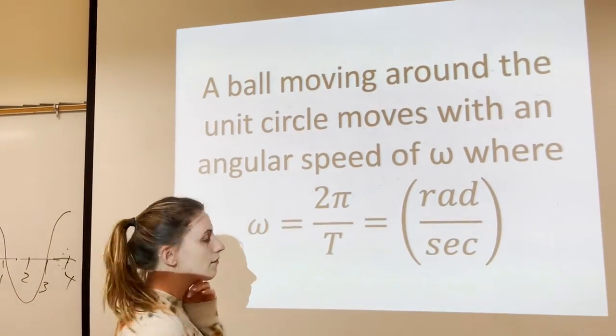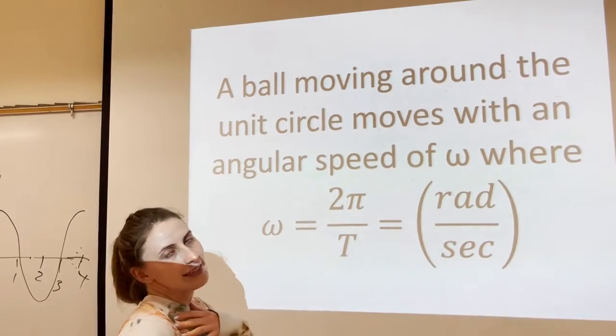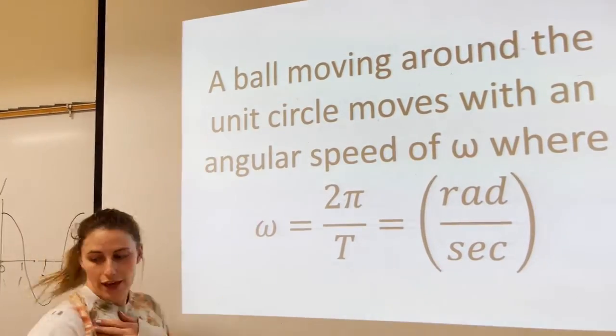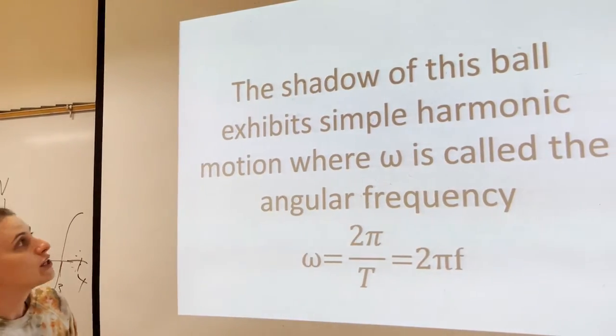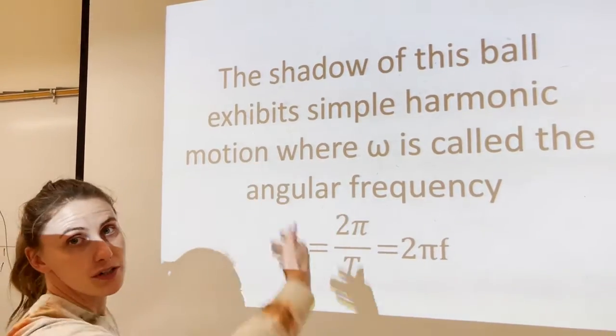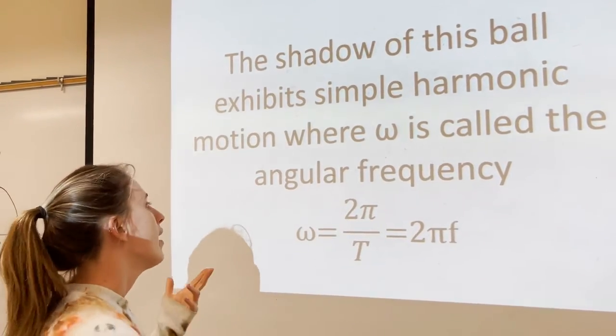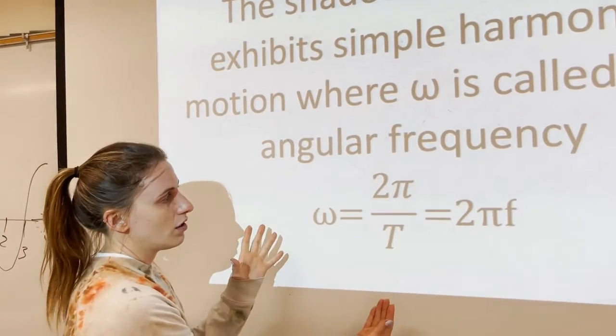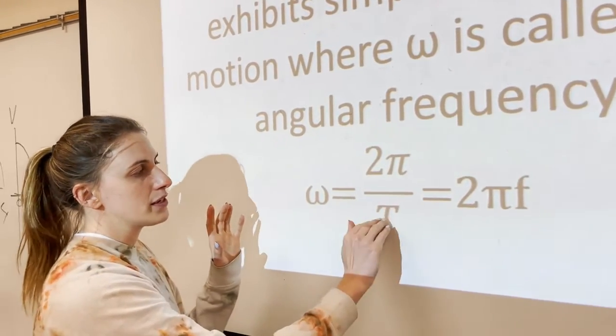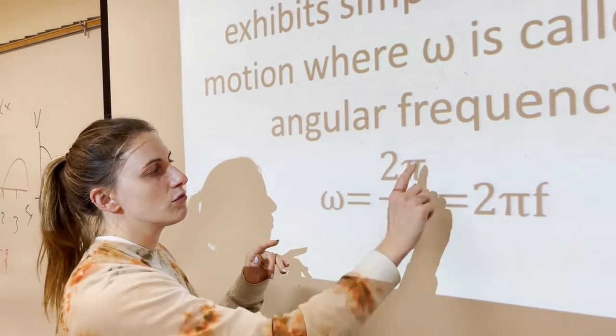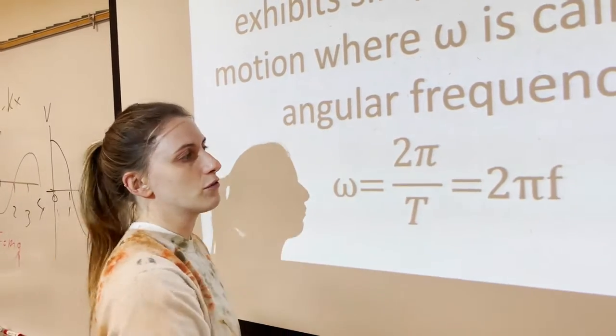You guys remember that video where we showed the ball going around the circle? I thought it was really helpful. The ball goes around a circle, and then the shadow of the ball exhibits simple harmonic motion. Where the omega is called the angular frequency. And so this is the equation that we just saw. And then we know that the frequency is the inverse of the period. So instead of 1 over T, we just call it f for frequency.